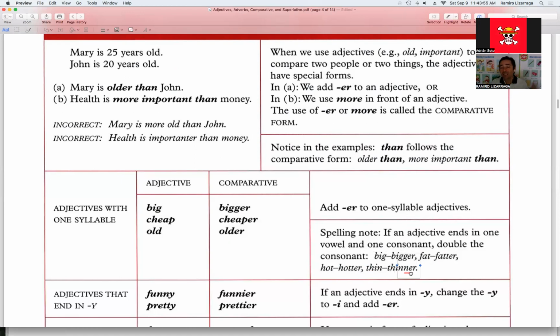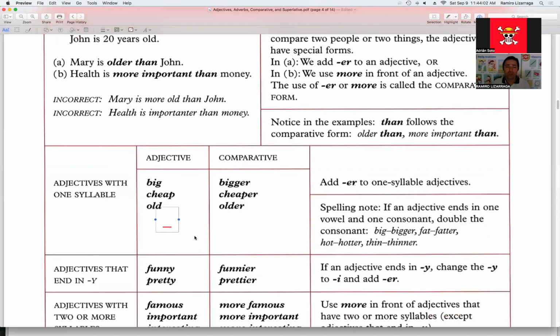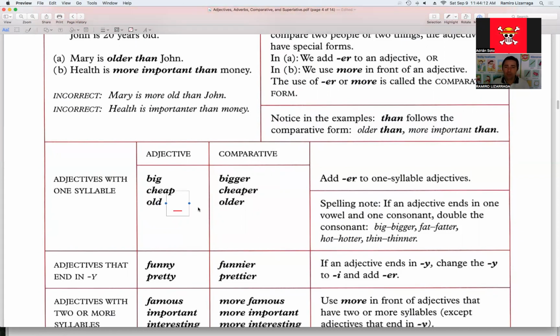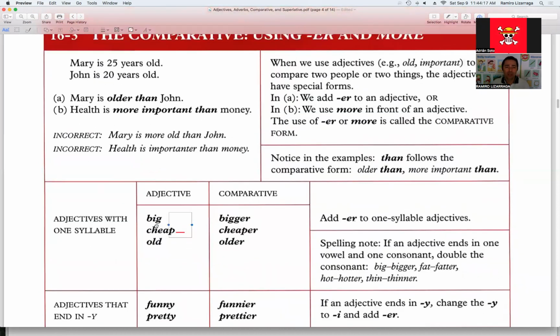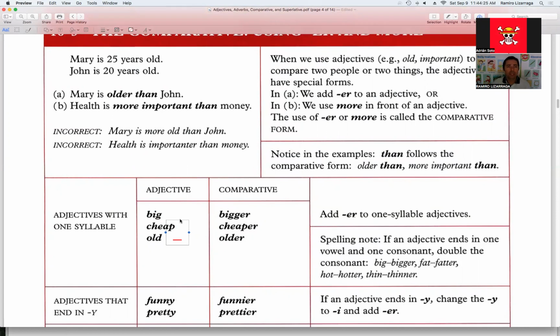Look at this. So this is another rule, okay? This is very important for when we write, for writing. Okie dokie. And this is the most common way. For most adjectives, we add er at the end.